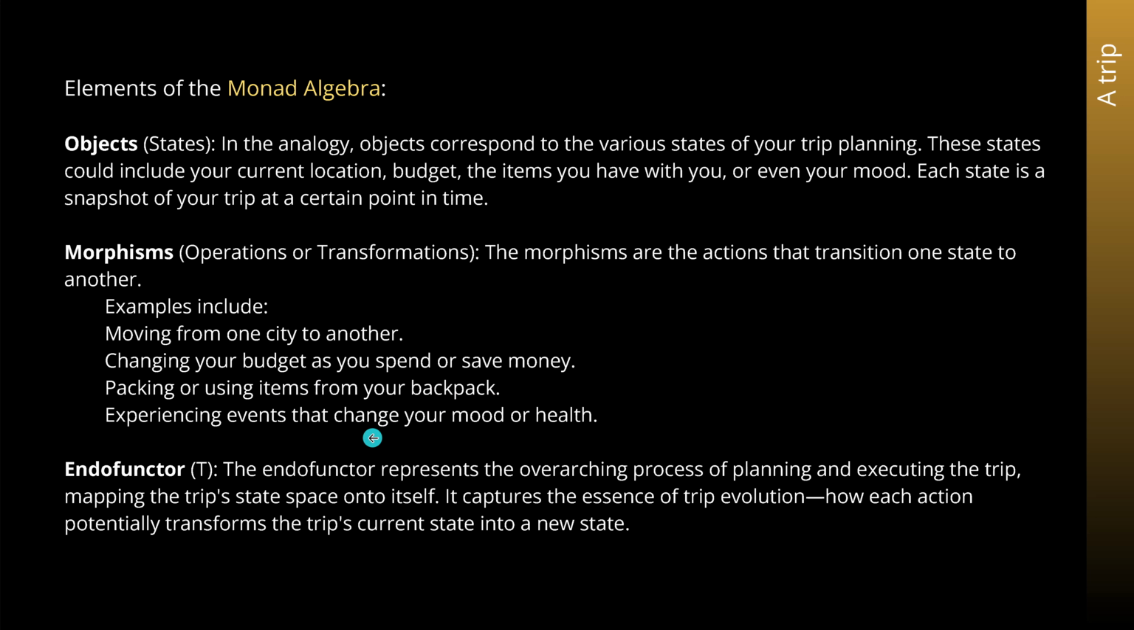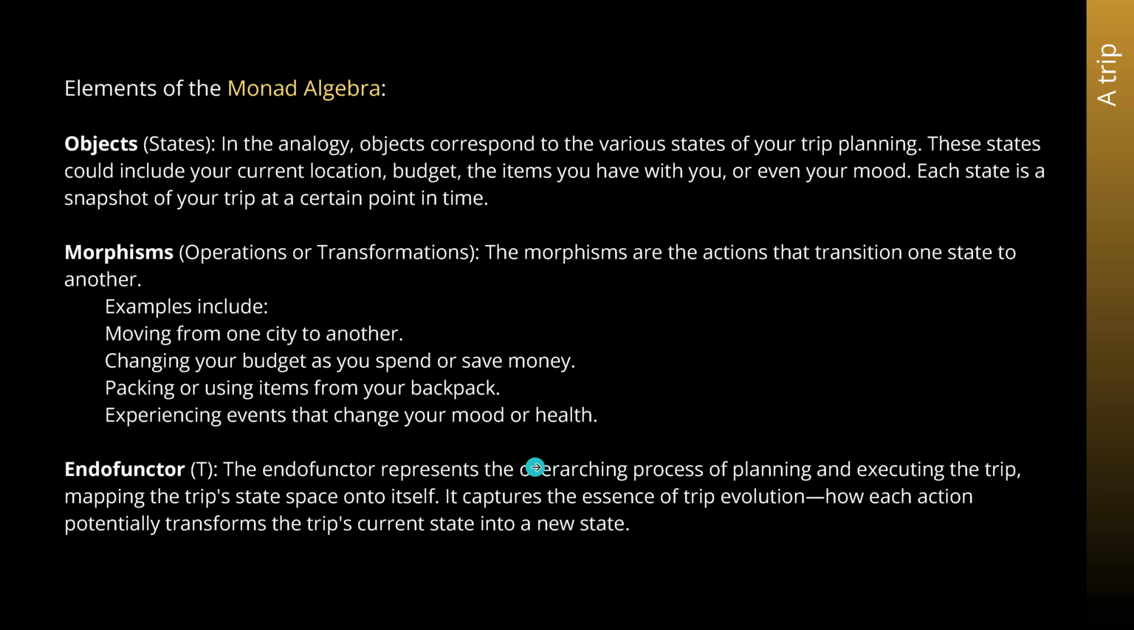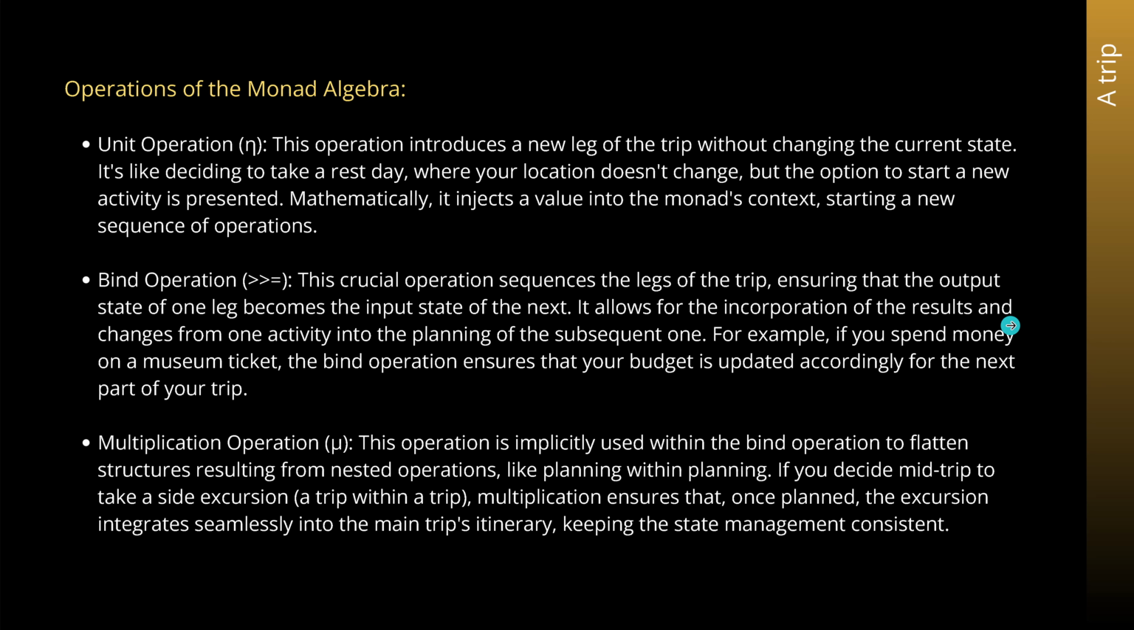And then we have an endofunctor. And this represents the overarching process of planning and executing the trip, really. So mapping the trip state space onto itself. And this captures here the essence of the trip evolution. So how each action potentially transforms the trip's current state into a new state. And you say, hey, this sounds familiar to a neural network architecture. And yes, you are on the right track.